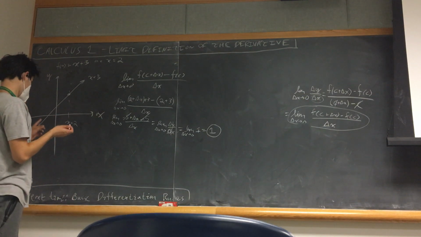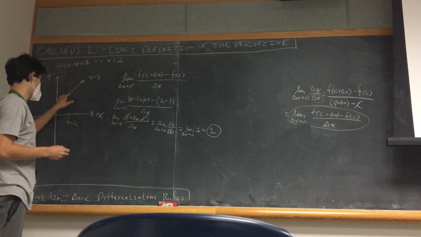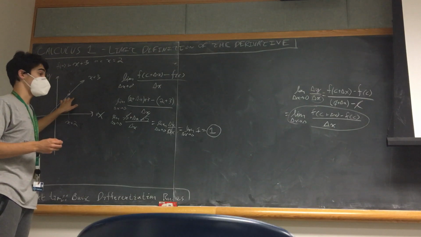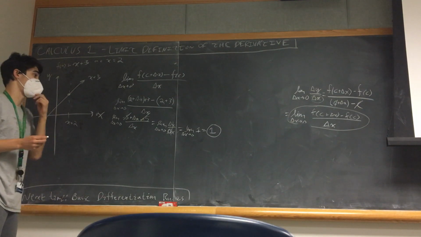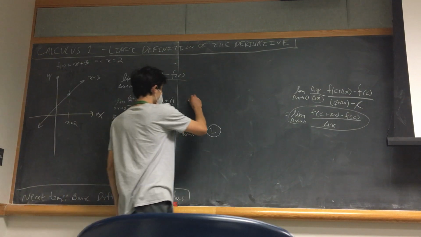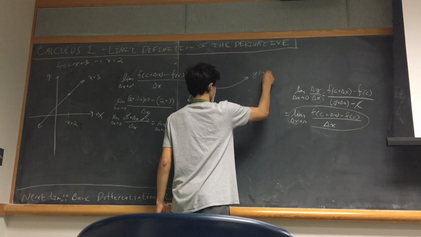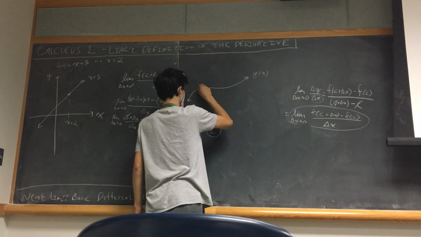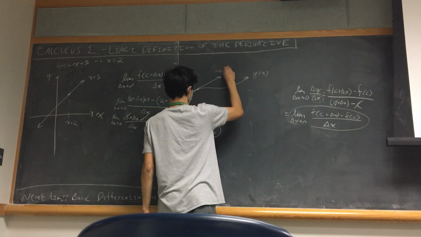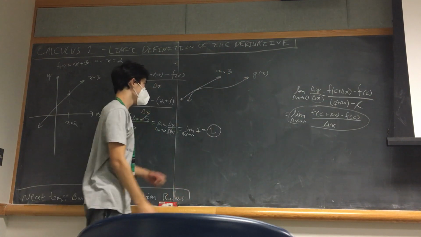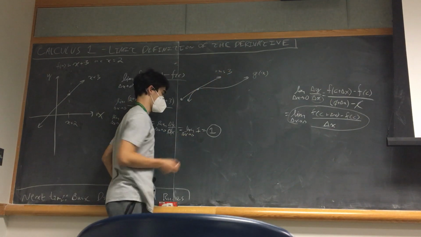Now, the neat thing is the slope of the tangent line at any given point on a function is the same as the slope of that function at that point. So if we have a function here, let's call this one g of x. And we know at this point here, the slope of the tangent line is, let's say, 3. We know that at this point, the slope of this graph is 3.